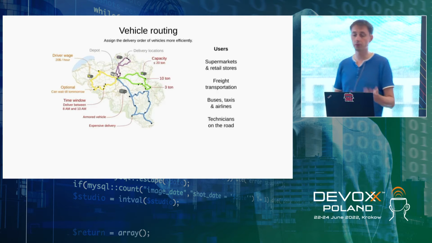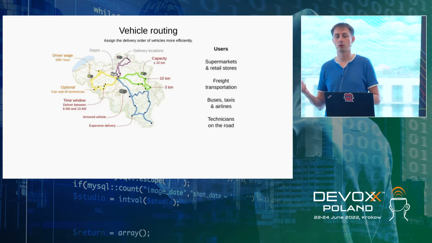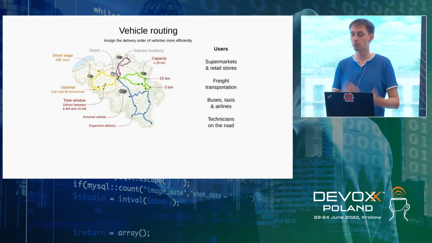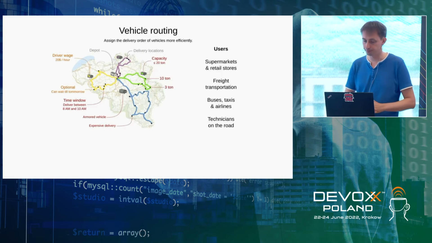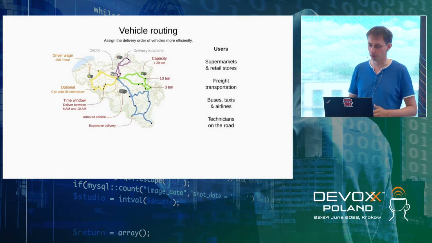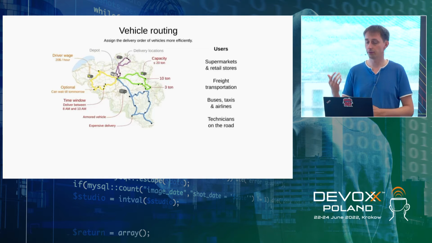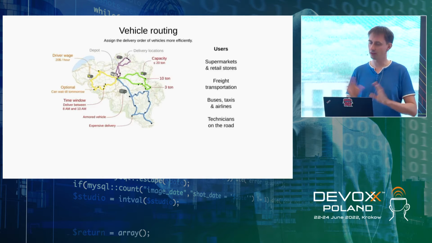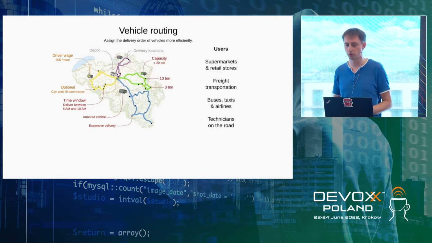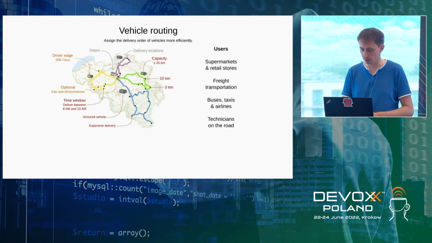You can see these kinds of planning problems for supermarkets, retail stores, last mile delivery, whether it be something you ordered online or food deliveries. You can see it for buses, airlines, taxis. They're all variations on this with many more constraints, of course. And you can see them with technicians on the road.